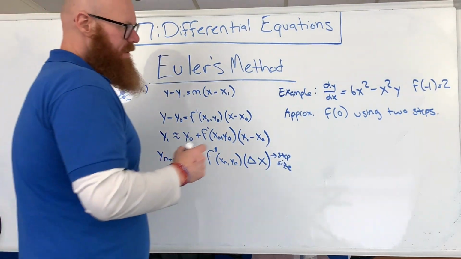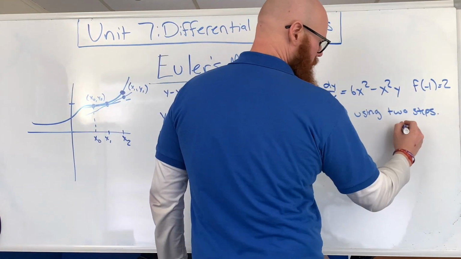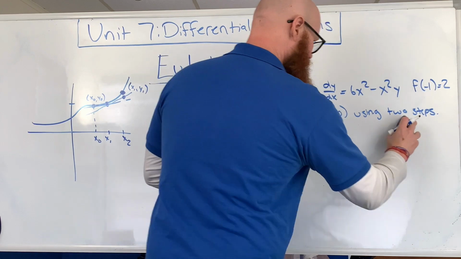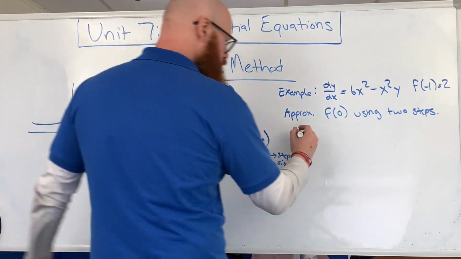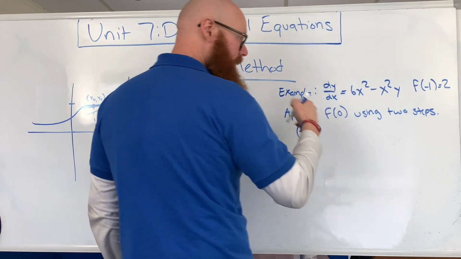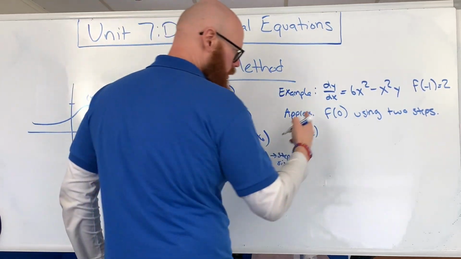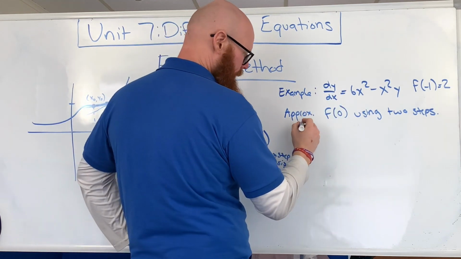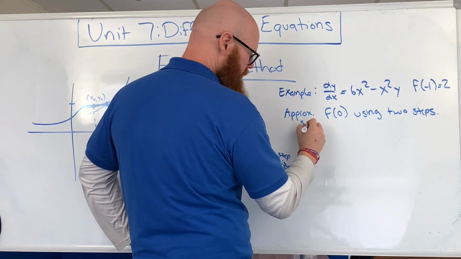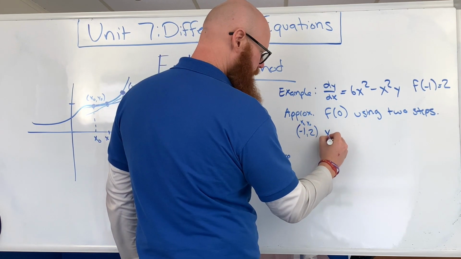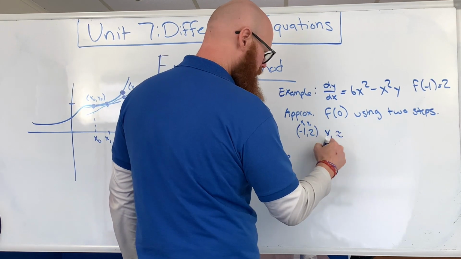So we have this initial point here, which is -1, 2. That is a point that's on the original function. And we don't know what it is because we only have the derivative of that function. So this is our x naught, y naught. And what that's going to do is allow us to find an approximation for y1.